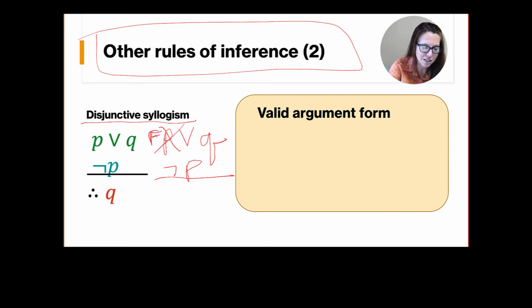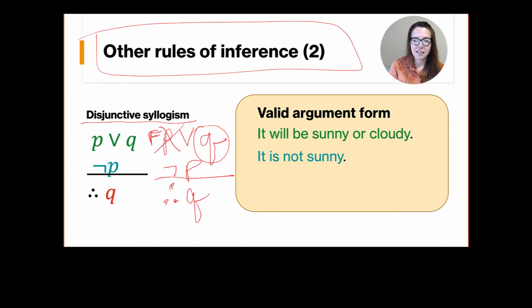And if P is false, then the only thing that can possibly be the case is that Q is true. And so that's how we draw the conclusion Q. Again, I'd love you to draw the conclusion for me. It will be sunny or cloudy. It is not sunny. Therefore, it will be cloudy.